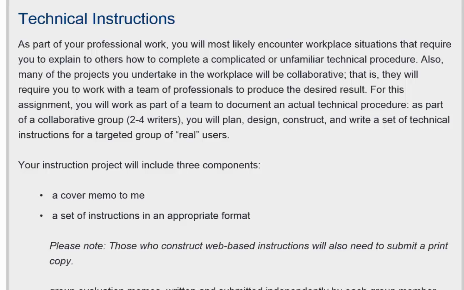In addition, collaboration is a very important skill, and because of the online format of this class, we have not had much opportunity to collaborate. We've been doing a little bit of that through the discussion forums, but this technical instructions assignment is going to give you a chance to really gain some valuable skills and experience creating a document in a collaborative environment.